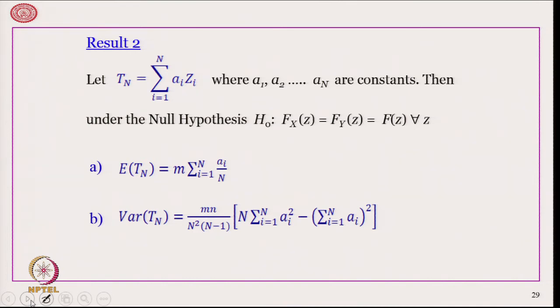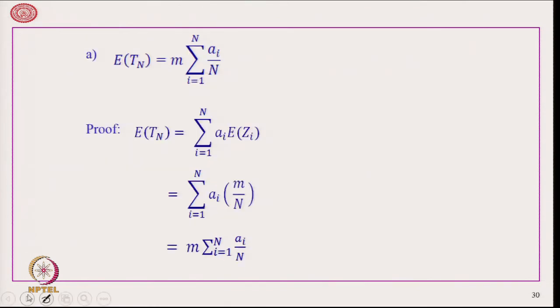Let T_n = Σ a_i z_i, where a_1, a_2, ..., a_n are constants. Then under the null hypothesis, the expected value of T_n is equal to m times Σ_{i=1}^{n} a_i upon capital N, and the variance of T_n is equal to mn upon N squared into (N minus 1) multiplied by [N Σ a_i² minus (Σ a_i)²]. So, let us prove it.